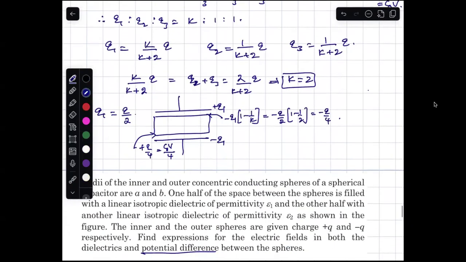If a quantity P is distributed as X is to Y is to Z, then this person will get X by X plus Y plus Z times P. This person will get Y by X plus Y plus Z times P. And the other person will get Z by X plus Y plus Z times P. That is mathematics. Okay? Apart from that, you have any doubt?